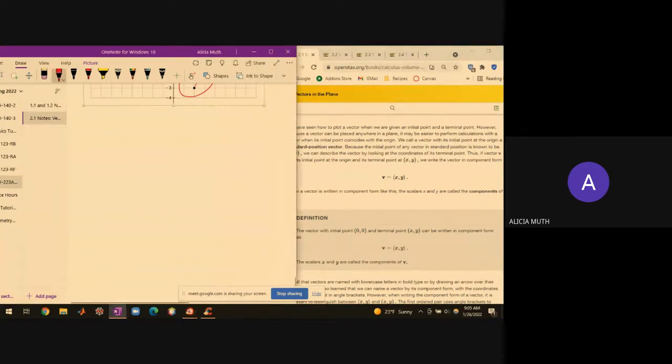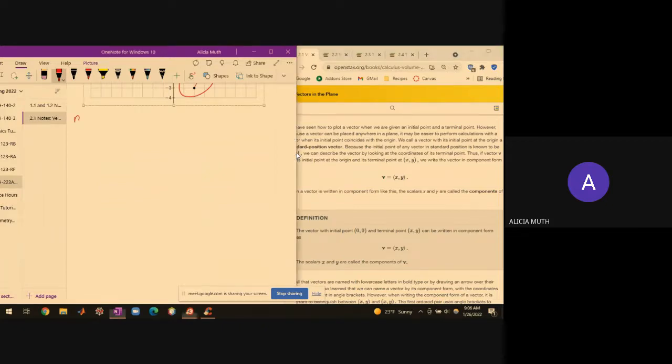Because the initial point of any vector in standard position is known to be 0, 0, we can describe the vector by looking at the components of its terminal point. So if a vector has its initial point at the origin and its terminal point at a coordinate x, comma, y, we can write it in its component form. So let's go ahead and write out these definitions.